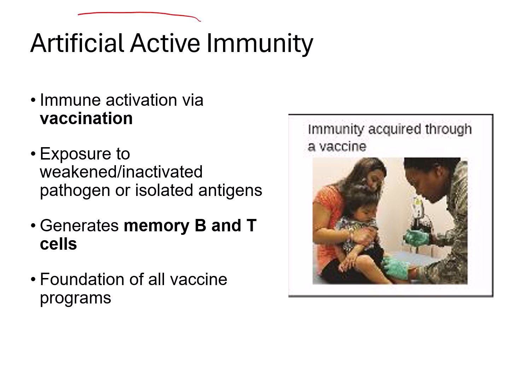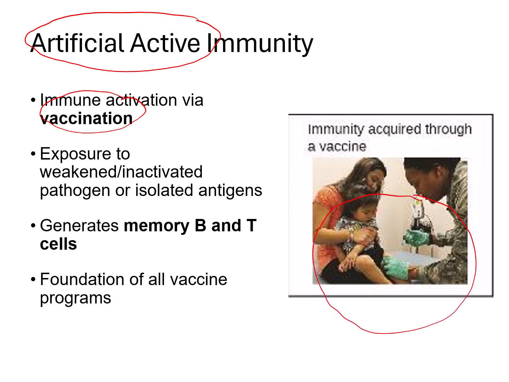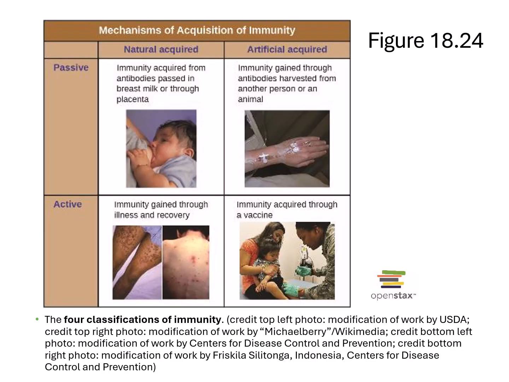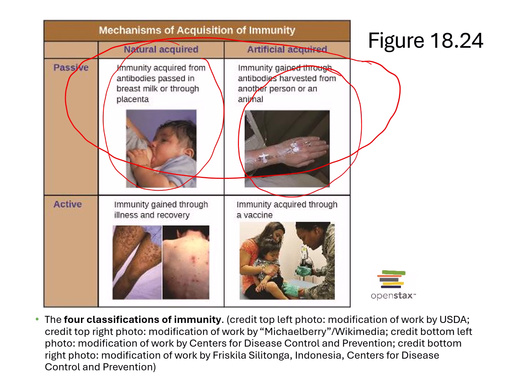And finally, we have artificial active immunity. This is the goal of vaccination. We're giving antigens in a safe form so the immune system develops memory. And this graphic summarizes those natural versus artificial and active versus passive categories. So passive, we can see we're receiving antibodies either naturally or artificially from another animal or human. In active immunity, we're either getting sick from the pathogen directly or acquiring immunity through a vaccine.